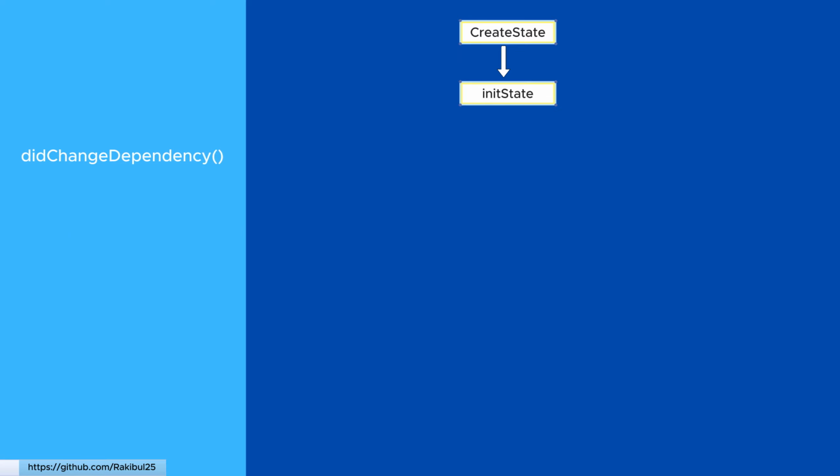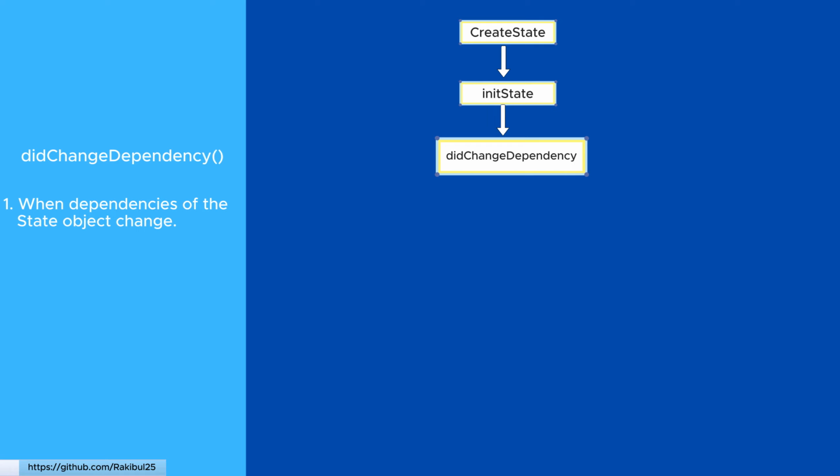The didChangeDependencies method is called immediately after initState. It gets called when anything in the widget's environment changes. You can picture it as your alert system. It tells you when the environment around your widget changes. As an example, when something outside your widget changes, like a provider value or API data, and your widget relies on that, you can update your state based on the new information inside this method.